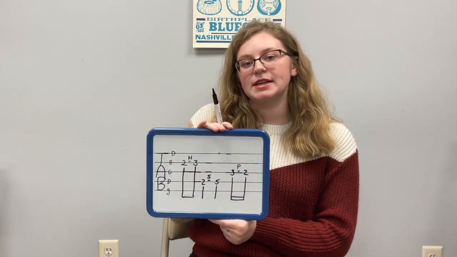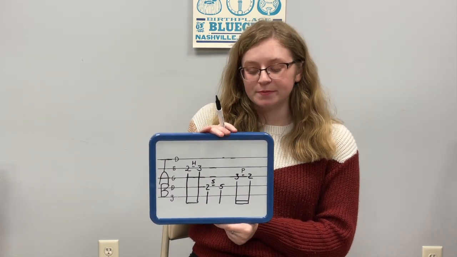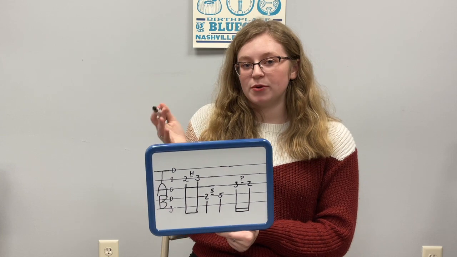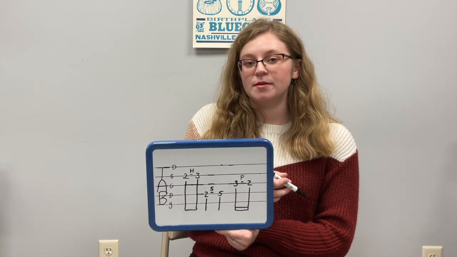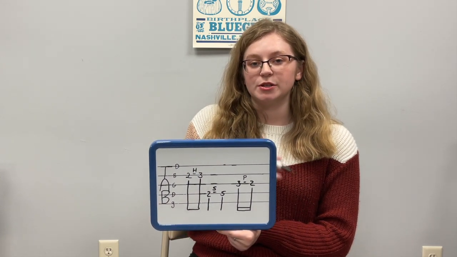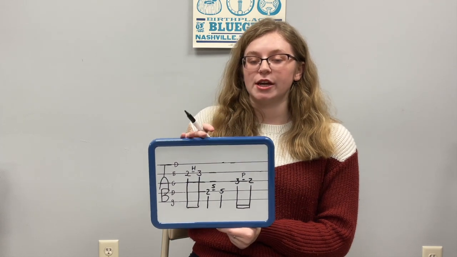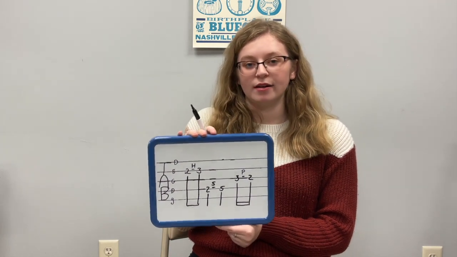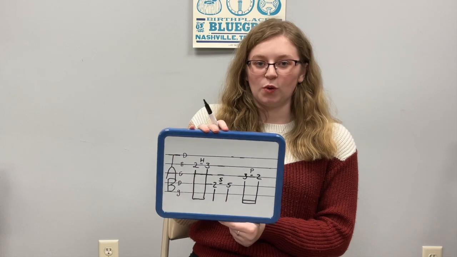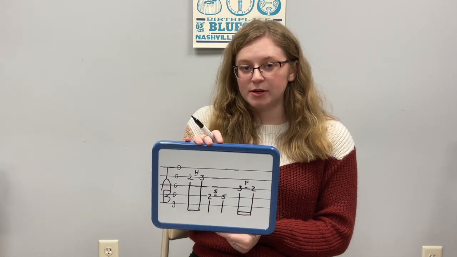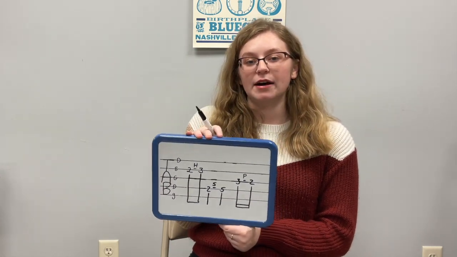The third example is a 3 to 2 pull-off. You can tell this is a pull-off even without the P above it because the fret value is going from highest to lowest, and you wouldn't be able to hammer on backwards. Or you can slide backwards, but it is not very common.